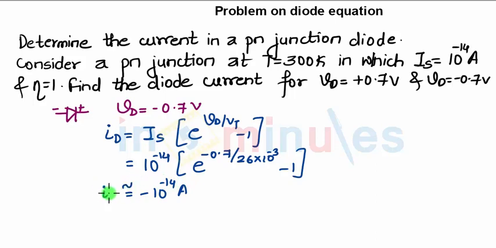Now what can you say from this? In the first case, we got the diode current as positive. Here we are getting the diode current as negative. That is, in reverse bias, we have a very small value of current compared to the forward biased case.